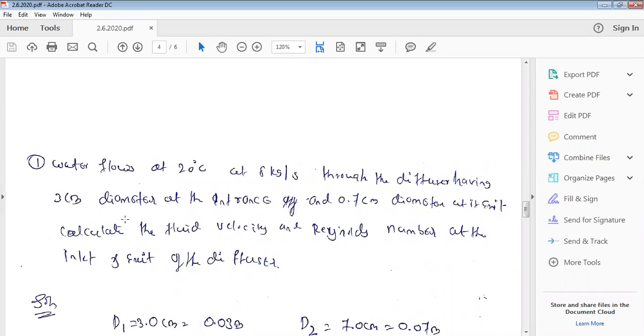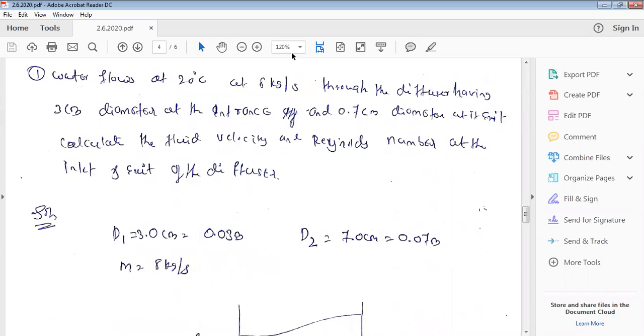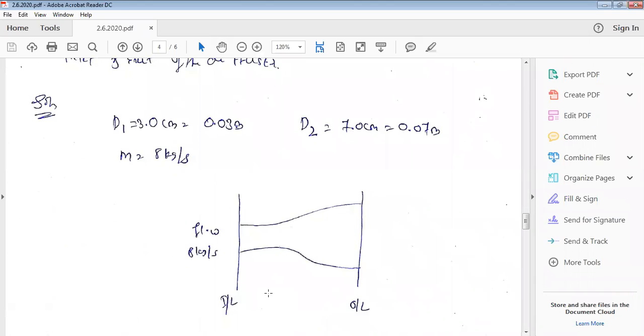Now, if you see the given diameter, sorry, here it is not 0.7, it is 7 centimeter. Okay, it is 7, not 0.7, at the exit. Now if I show you the diffuser, this is what a diffuser is. I have taken a section of a pipe from here to here, this is the inlet and this is the outlet. The flow rate is 8 kg per second at the inlet.